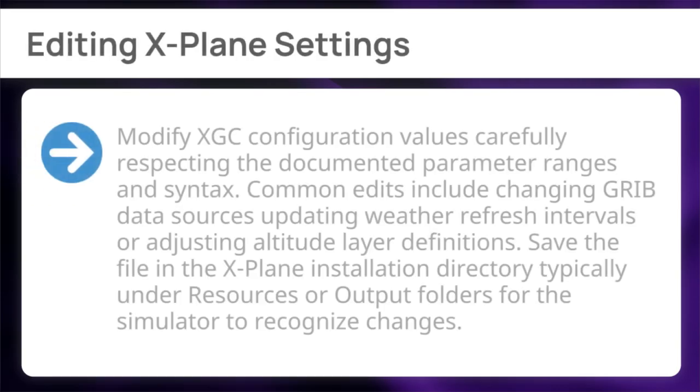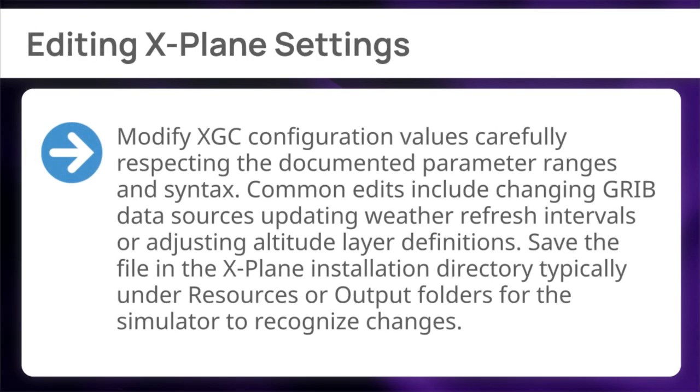Next, editing X-Plane settings. Modify XGC configuration values carefully, respecting the documented parameter ranges and syntax. Common edits include changing GRIB data sources, updating weather refresh intervals, or adjusting altitude layer definitions. Save the file in the X-Plane installation directory, typically under Resources or Output folders, for the simulator to recognize changes.